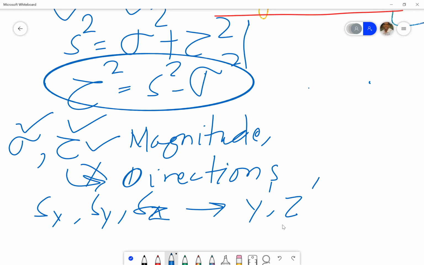In the oblique plane, if we make two new directions, y dash and z dash, then we will resolve the stress components Sx, Sy, and Sz in the y dash and z dash directions. This development will not be carried out here because the prominent equations can be derived more easily.